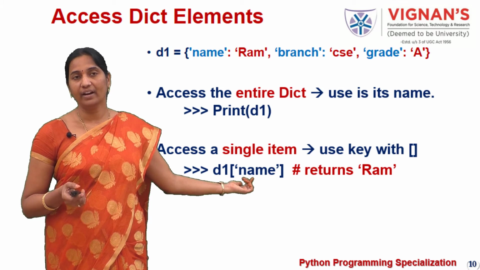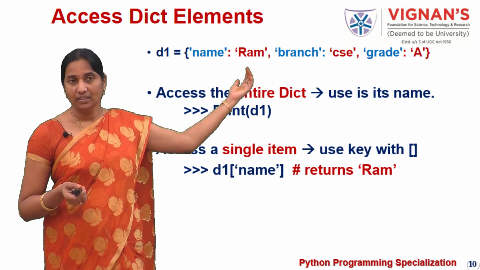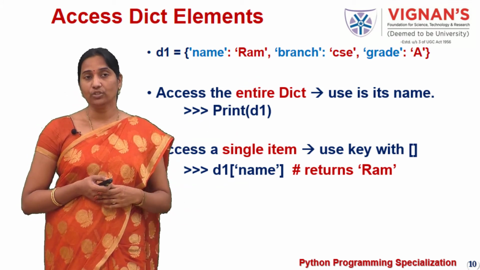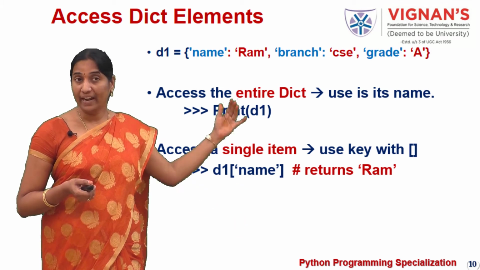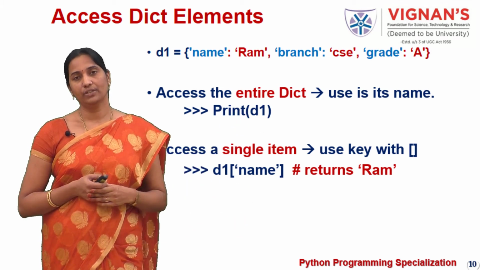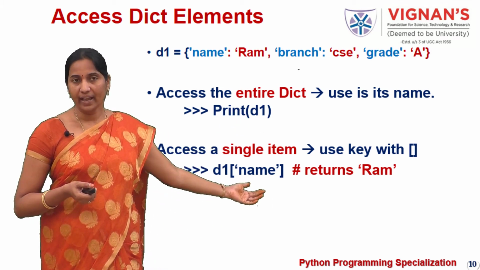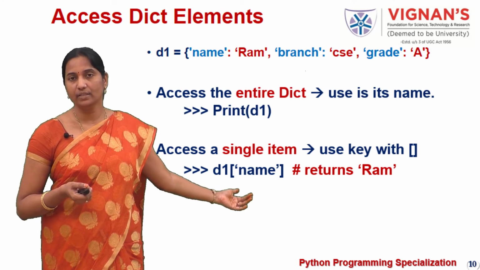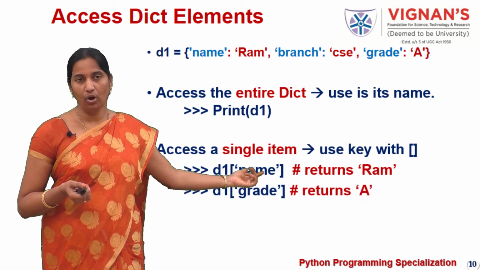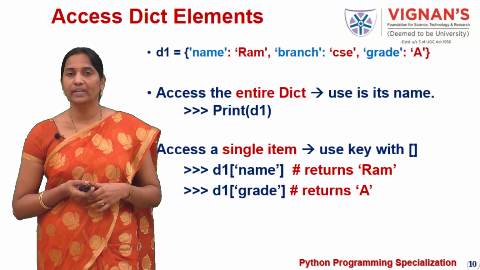Similarly, I can access the value related to the branch key by passing branch as the key to the dictionary D1, or I can access the grade of the student, D1 of grade, which returns the grade of the student, that is A.